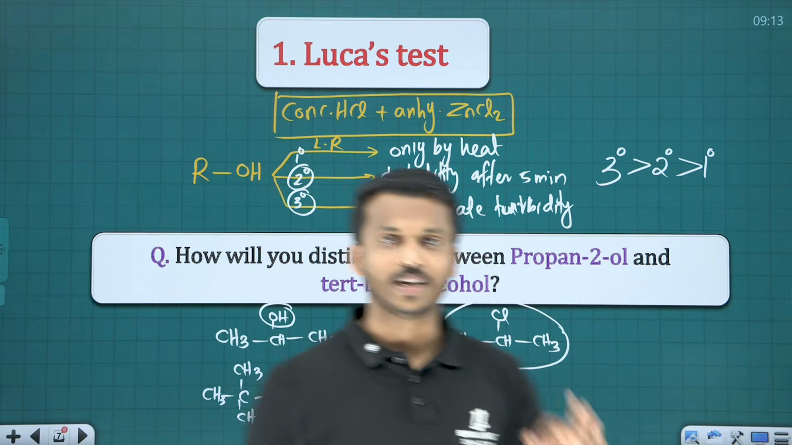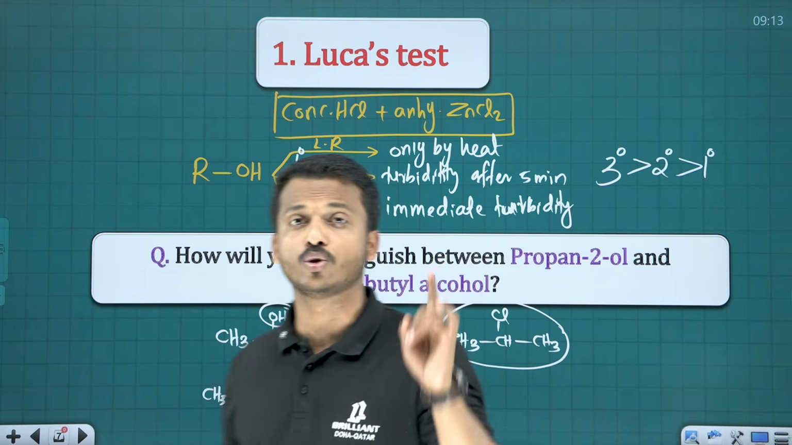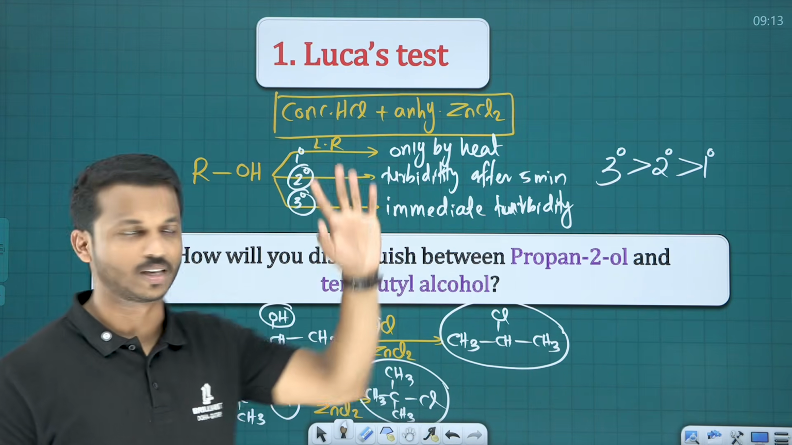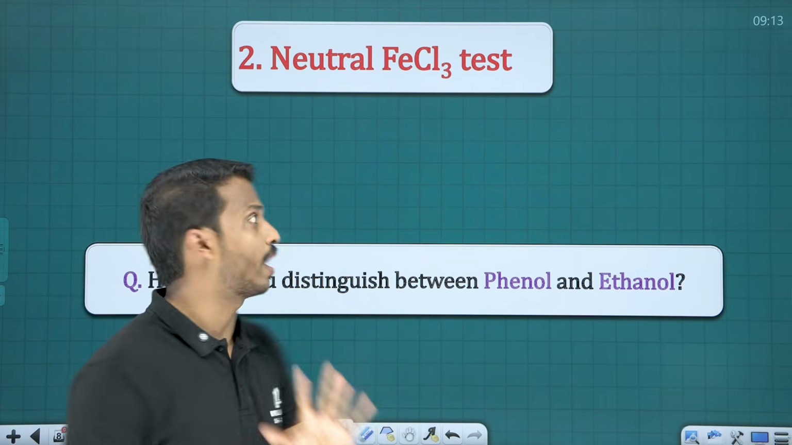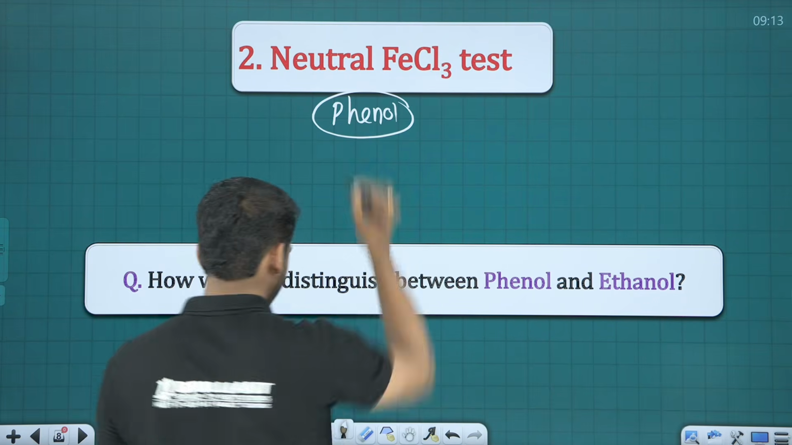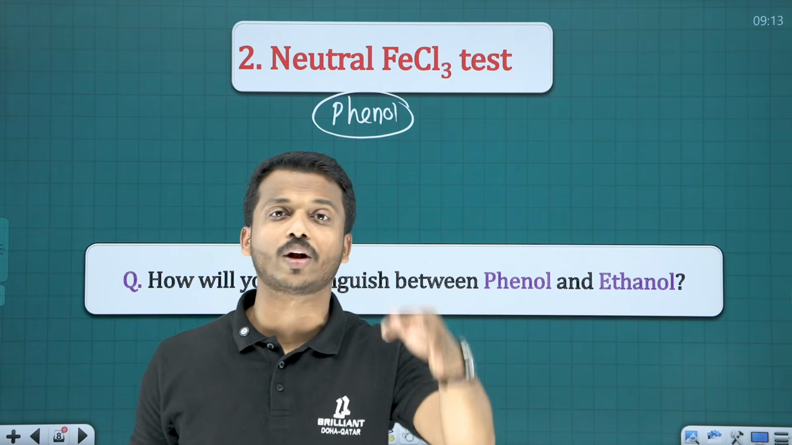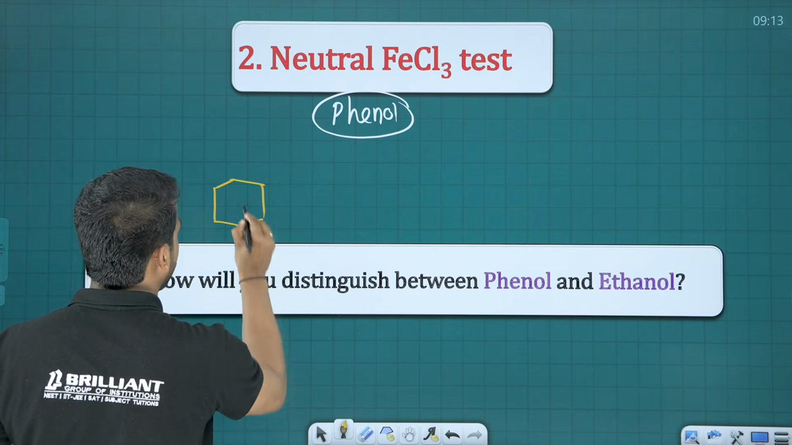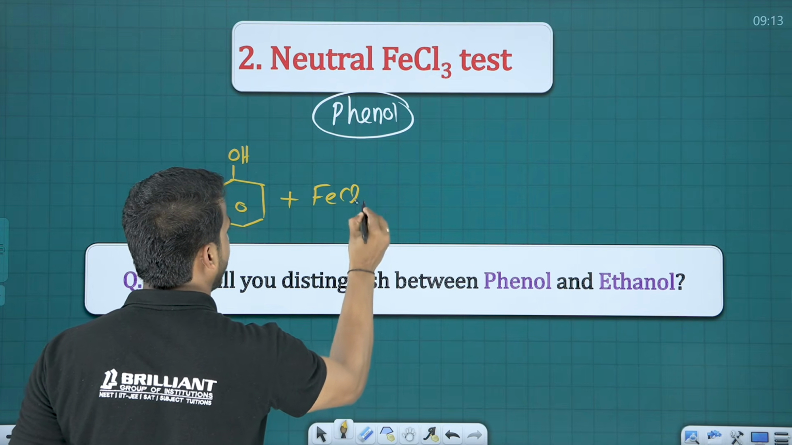So what is Lucas reagent and its purpose? Clear, my dear? The Lucas test is used to distinguish between primary, secondary and tertiary alcohols. Ready? Now we have a special test called the neutral ferric chloride test. It is a test for the compound phenol. This neutral ferric chloride test is given by phenol. Phenol when treated with neutral ferric chloride, FeCl3.